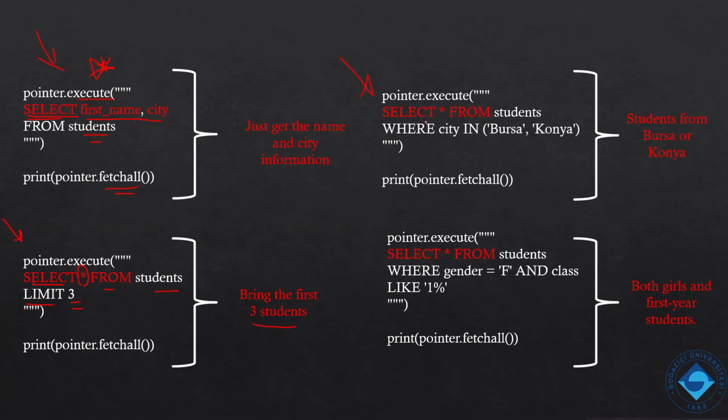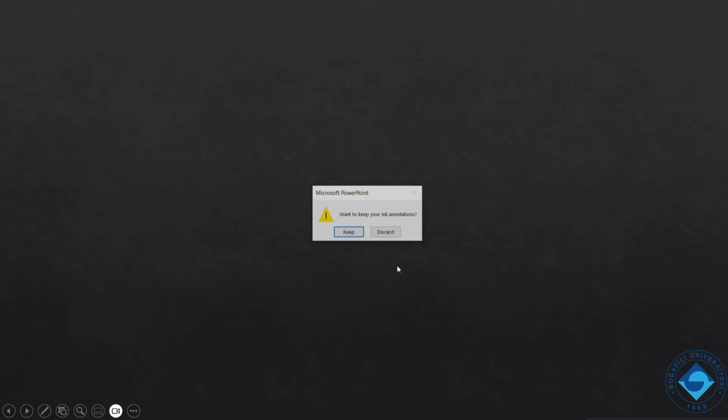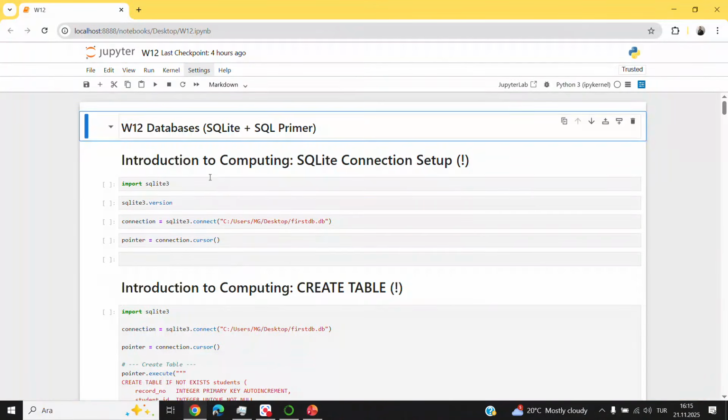And in this example, again, select all information from my table and only choose students who are from Bursa or Konya. And the last one is select all information from my table and select both girls and first year students. If you can see, select girls, females, and first grade students. Okay, let's go to Anaconda and see all the examples.